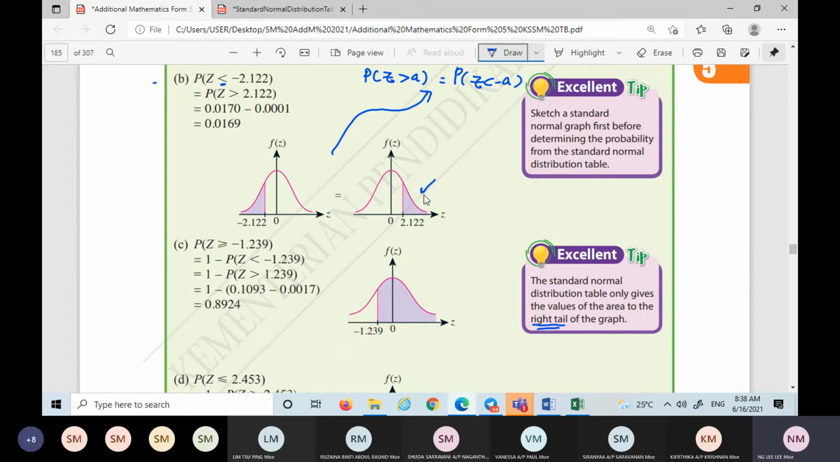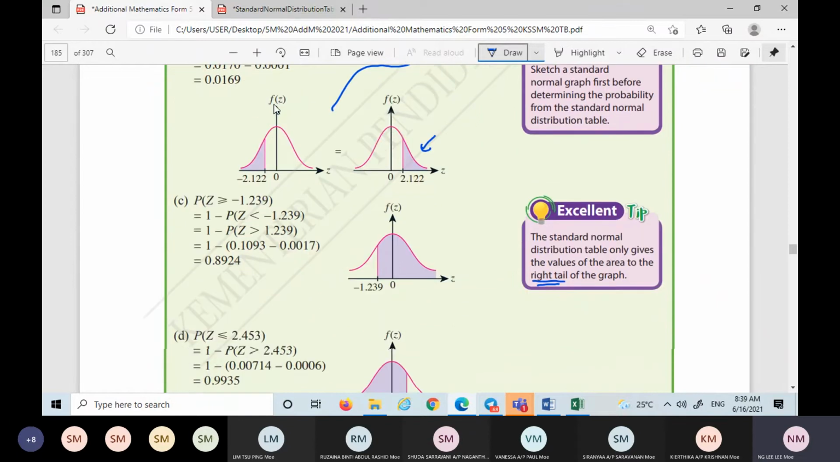Then for this one, you can read from the table. Actually you are reading for this. So you see, z smaller than negative a is equal to z greater than a. So z greater than 2.122, without the negative. This one you read from the table. The reading from the table I won't repeat already. I just want to teach you how to adjust, so that you can read from the table. Okay, so I go to C.